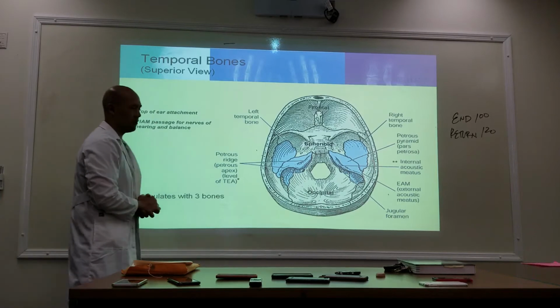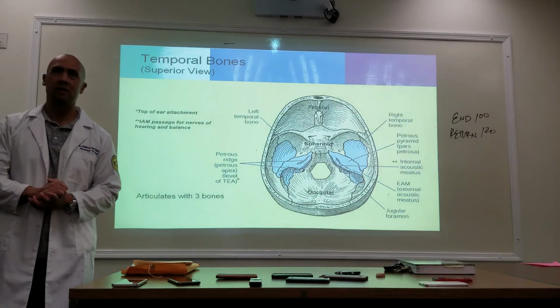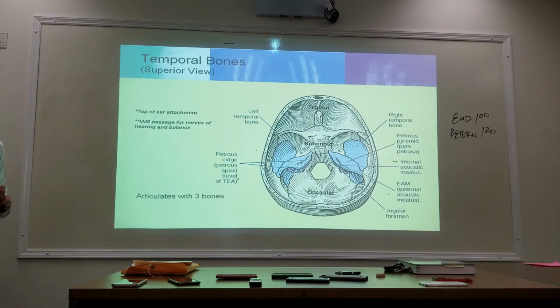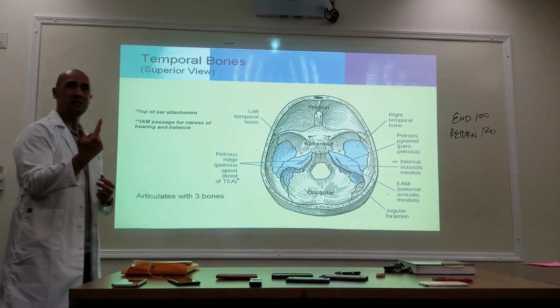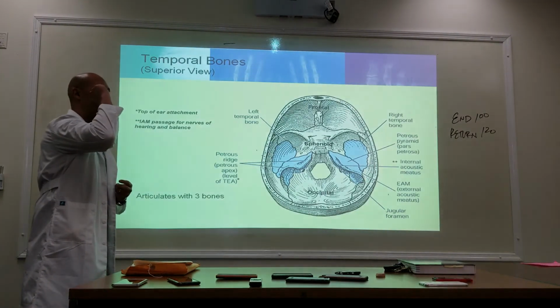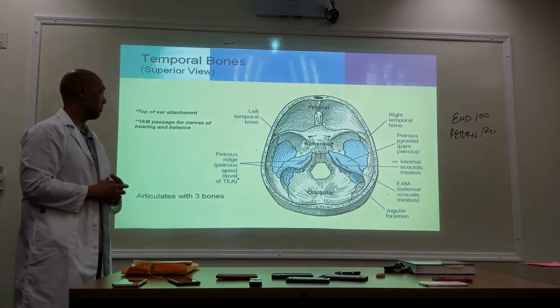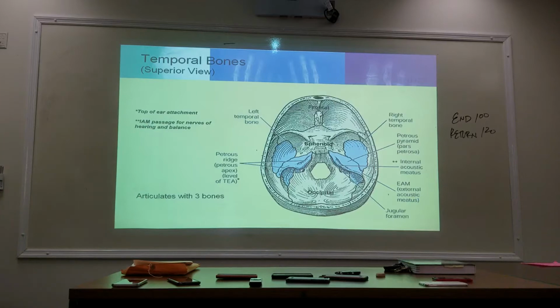The first one here is the jugular foramen, and that's where we have the passage of the jugular. Is it vein or artery? Vein. Do we have a jugular artery? Okay, what feeds the brain, by the way? The carotid. So the carotid feeds the brain. The blood is returned back to the heart by way of the jugular vein. Carotid artery, jugular vein.